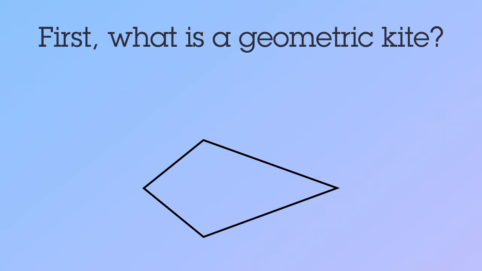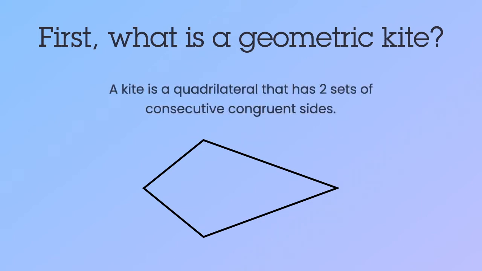But if you've been following along in order with this playlist, then we've been talking a lot about parallelograms, quadrilaterals with two sets of parallel sides. Number one thing to remember about a kite is that it is not a parallelogram. A kite does have four sides. It is a quadrilateral, but it does not have any parallel sides. A kite is a quadrilateral that has two sets of congruent sides, but they're the ones next to each other. They are consecutive congruent sides, not opposite.